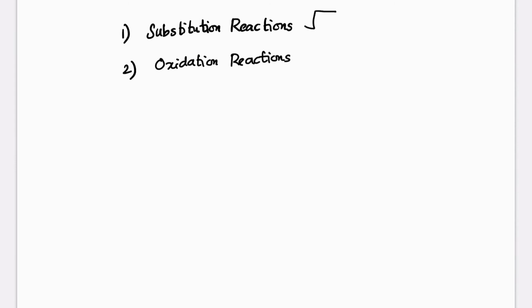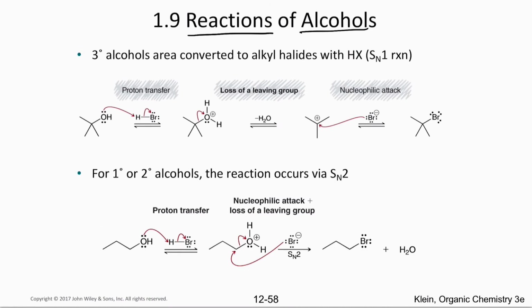Under substitution reactions, we'll see two types: the SN1 reaction and the SN2 reaction, that is, nucleophilic substitution 1 and nucleophilic substitution 2. You already had an introduction to this, but we'll focus on the reactions specific to alcohols. Let's start with the SN1 reaction. SN1 only occurs for tertiary alcohols, where you don't have any hydrogens on the alpha carbon.